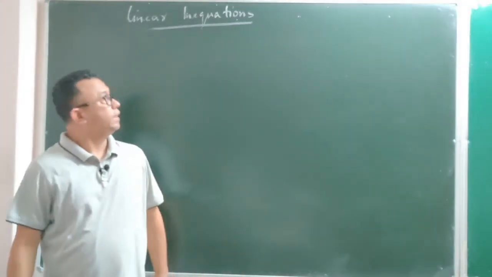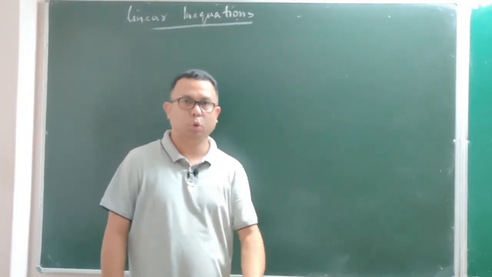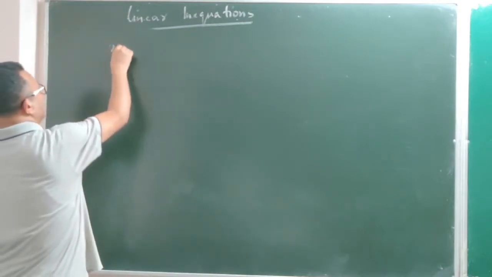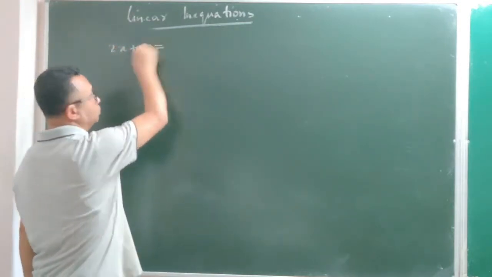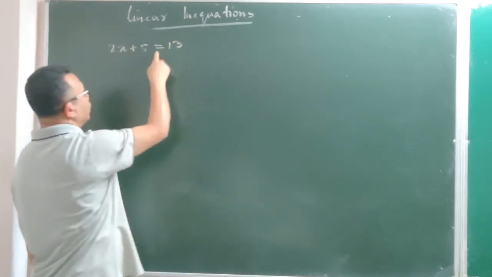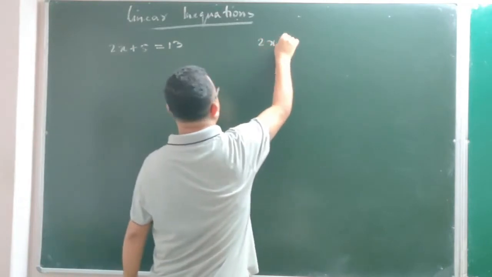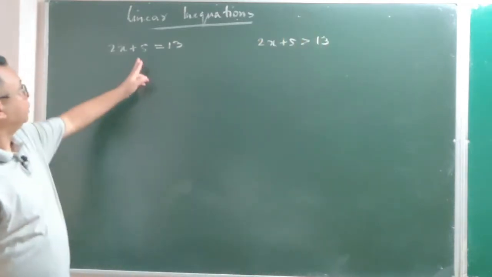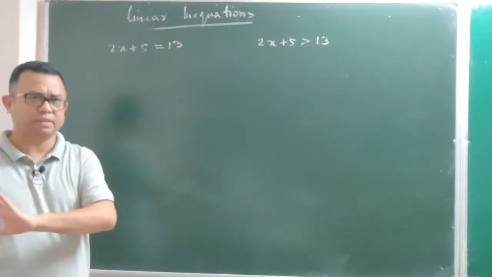Is there any specific way of solving an equation? I'll say no. How do we solve the equation? For example, here it is 2x plus 5 equal to 13. This is an equation. Now, the same thing, I am going to convert into an inequation. Let's suppose greater than 13. The way I solve an equation, the same way I am going to solve an inequation. So it is exactly the same.